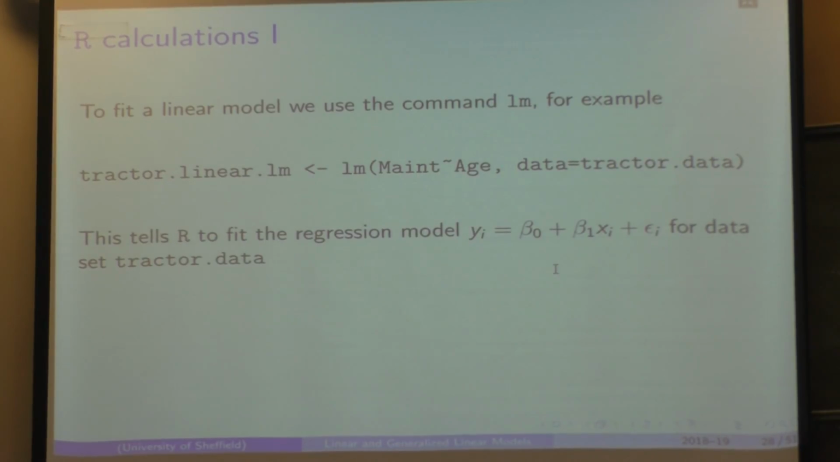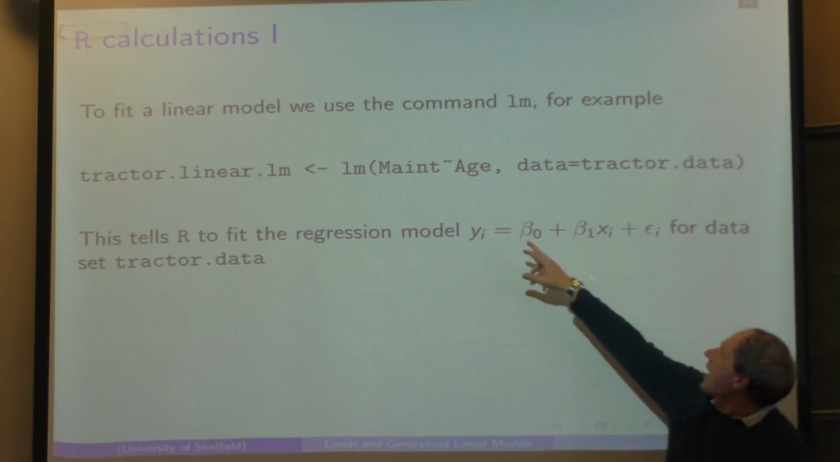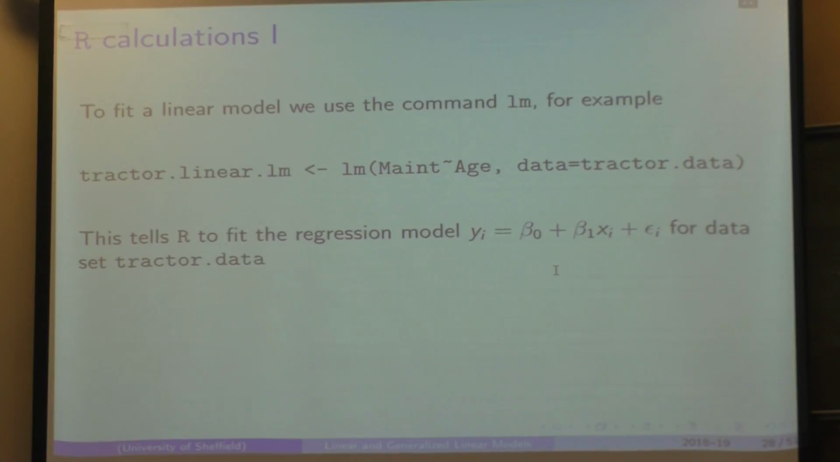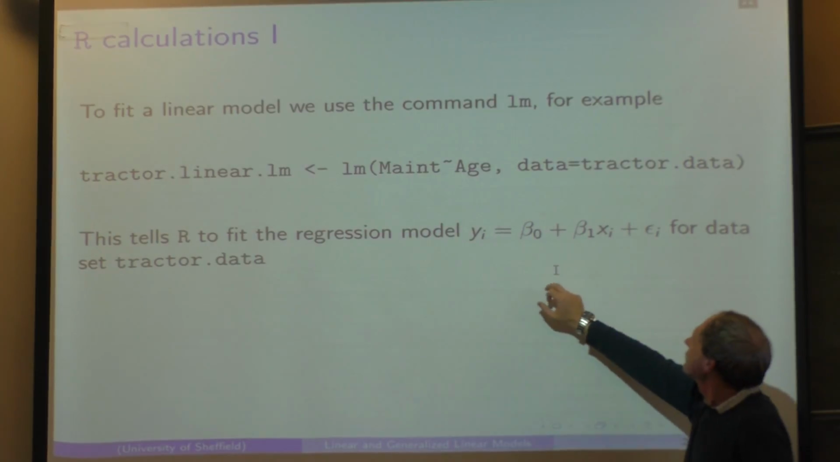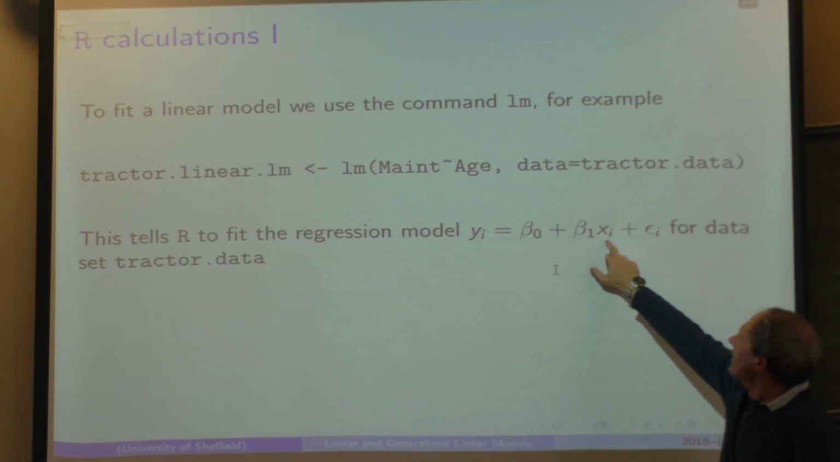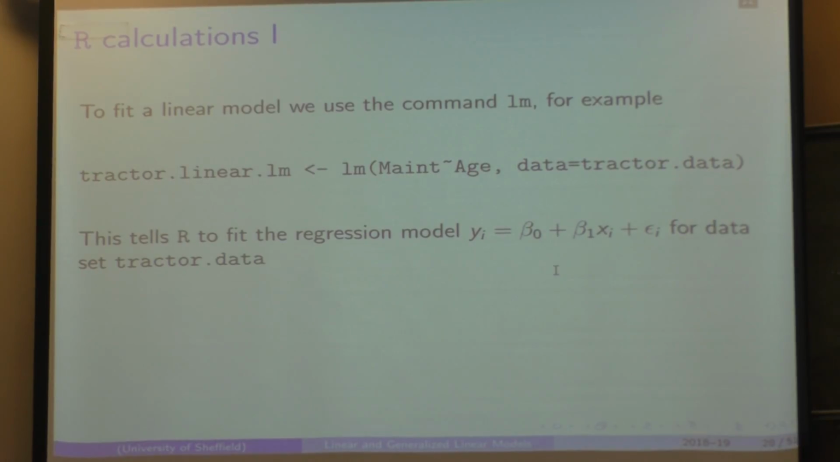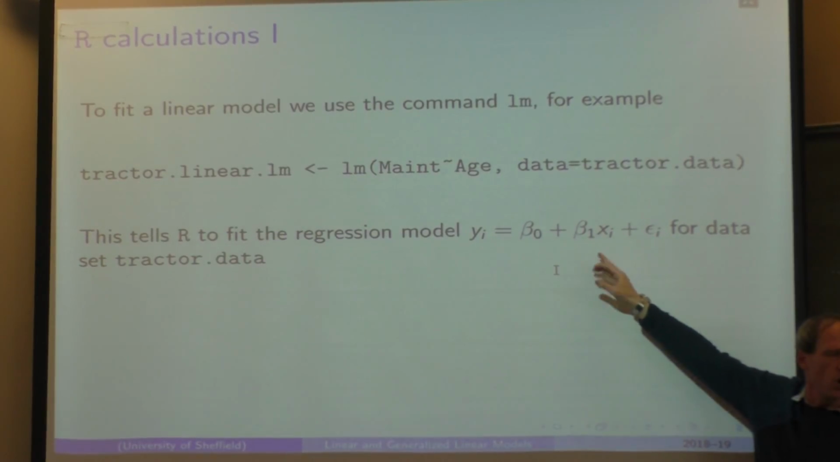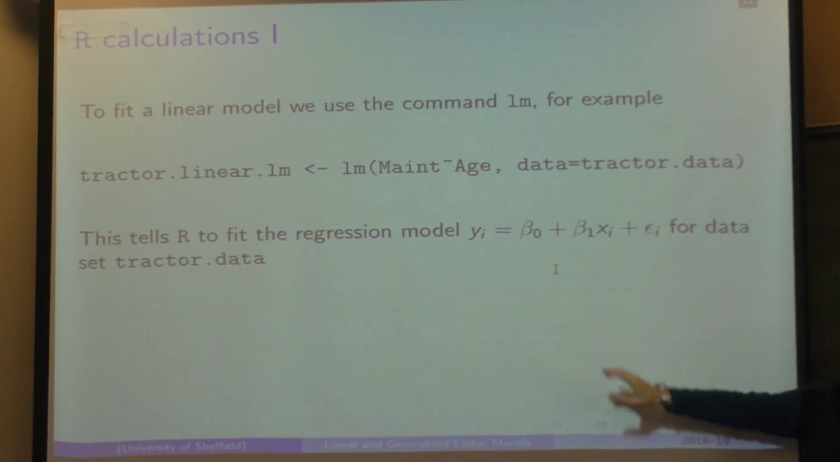Okay, so that tells R to fit this simple linear regression model. So although we haven't explicitly said that we're going to fit an intercept in the R command, R assumes that we are unless we tell it otherwise. Later on we will see how we can tell it otherwise if we want to, but you don't usually. And age here is the x term. So R is being told here to fit this simple linear regression model that the maintenance cost is intercept plus the gradient beta 1 times the age plus some random term epsilon_i.